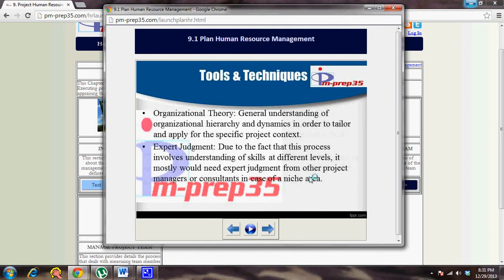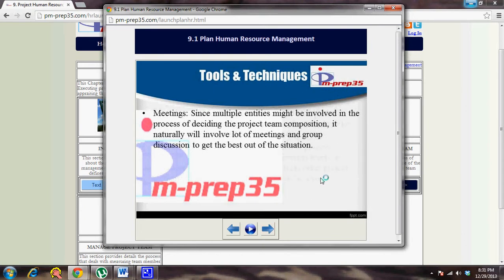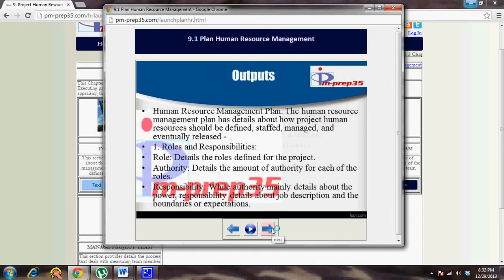Organizational theory: sometimes you will have to decide which organization structure will fit this project really well, so an understanding of organizational theory will help you. Then obviously, as part of any planning process, expert judgment: bringing in consultants or subject matter experts to understand the project and then decide on the organization structure or staffing will help you. Meetings, obviously, as part of any planning process, you will have meetings in place where you get your inputs from different experts, subject matter experts or stakeholders. So meetings and expert judgment are common tools for most planning processes.